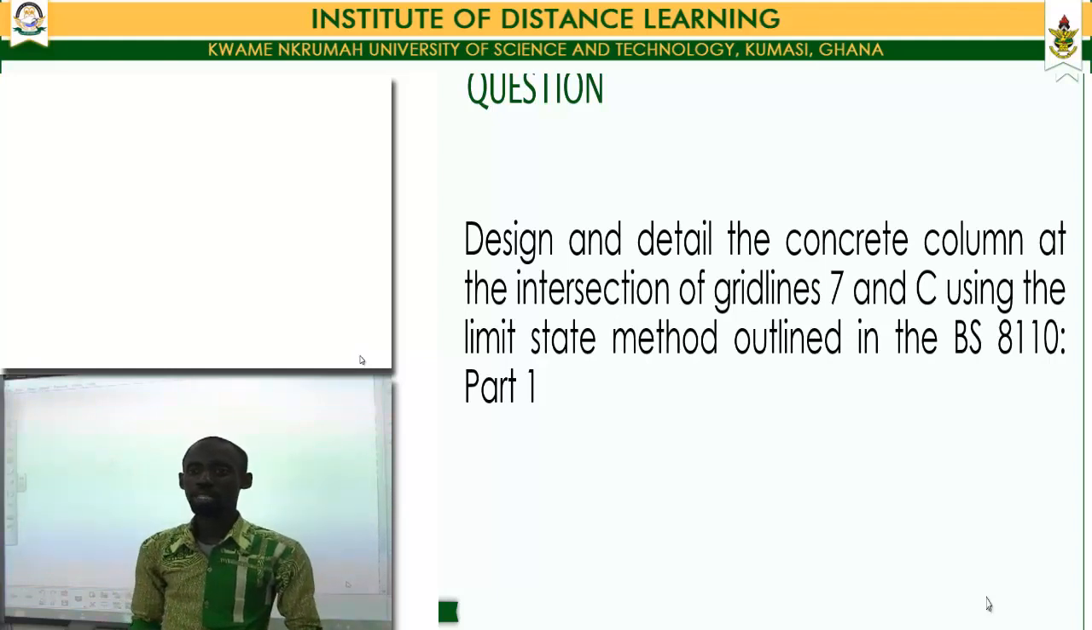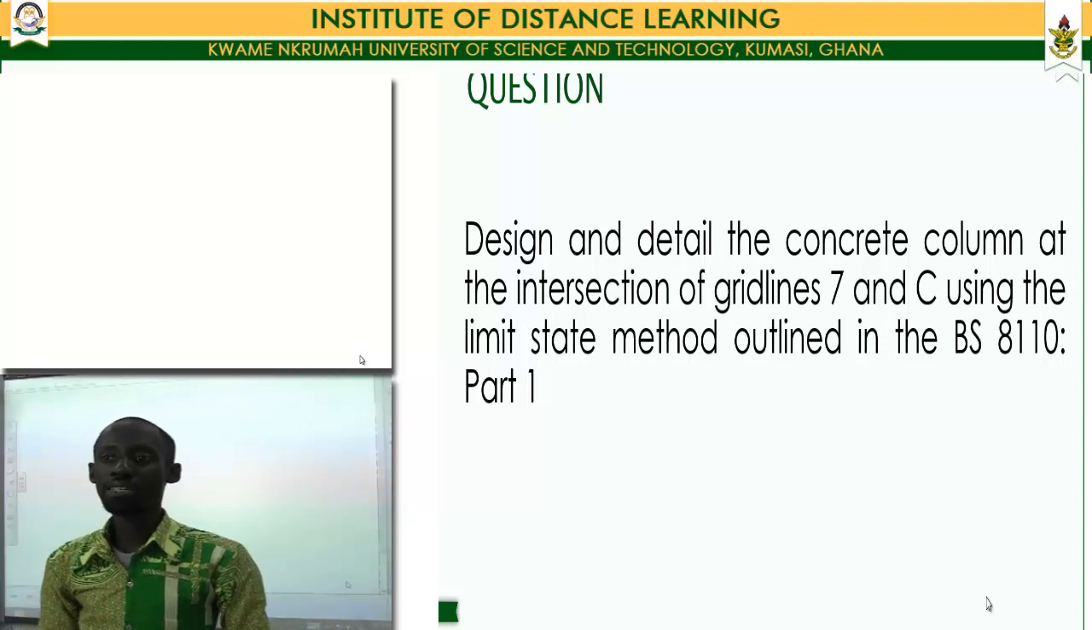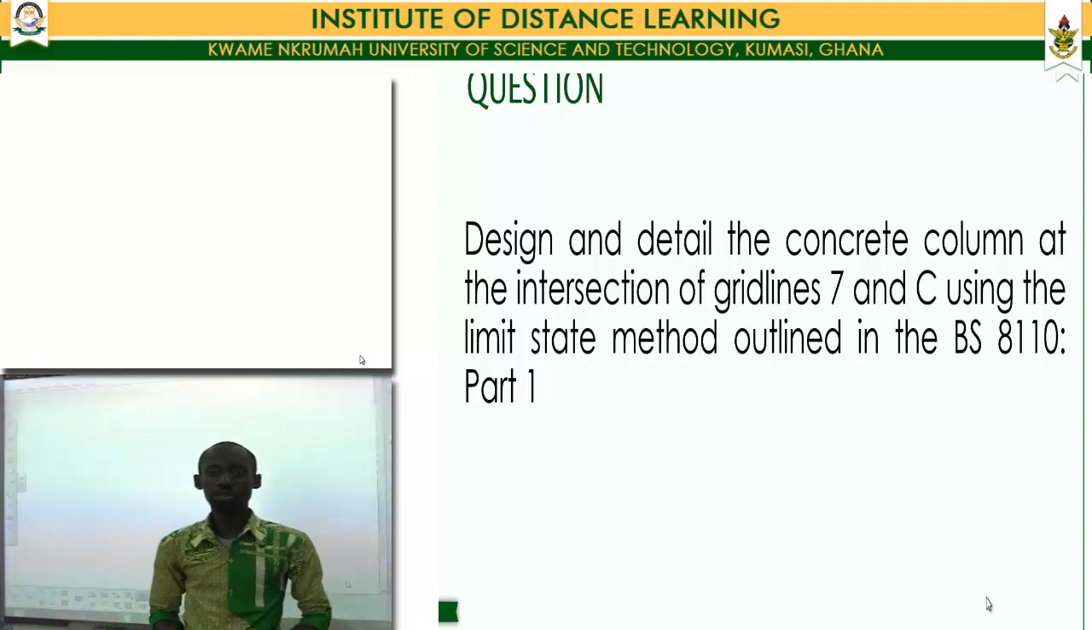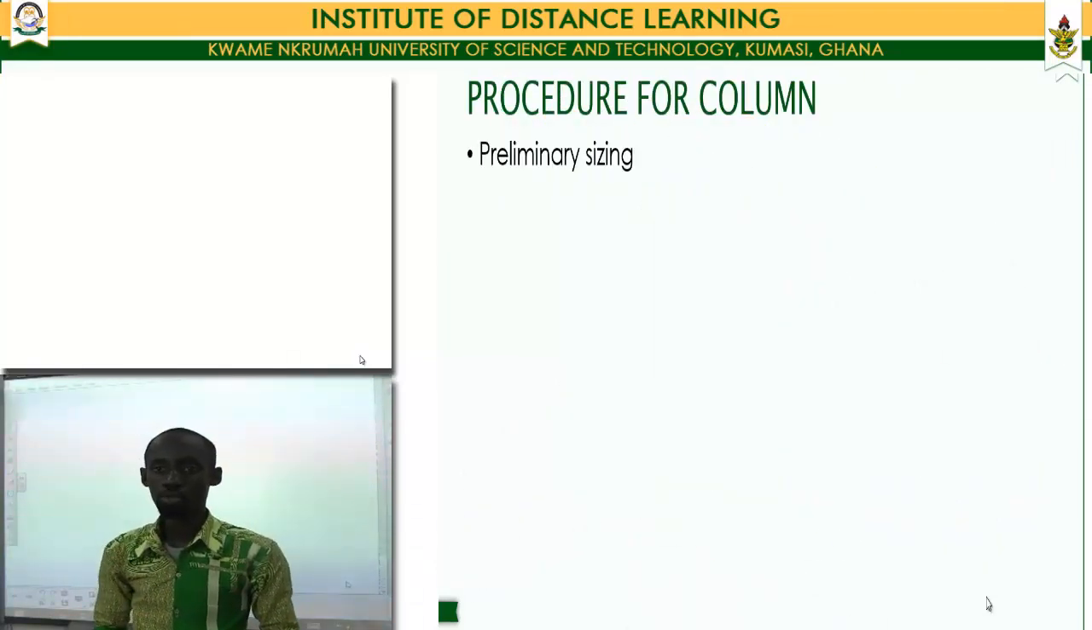To do that, as we did for the other course, we will set ourselves another question, and our question states: to design and detail the concrete column at the intersection of the grid lines 7 and C using the limit states method as outlined in BS 8110 part 1.